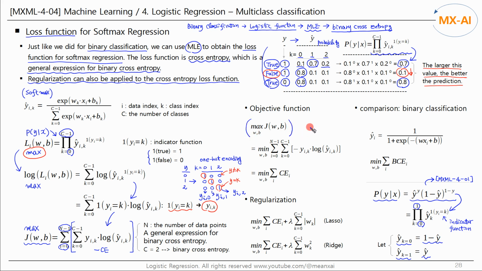The goal is to find W and B that maximize the negative loss function J. By changing the sign of J, we can change this part to minimize it. Then this part becomes cross-entropy. Therefore, the final objective function can be written as follows. In summary, the objective function for multi-class classification is to minimize the cross-entropy. Here y hat is softmax. In comparison, binary classification uses a logistic function to minimize the binary cross-entropy. And in multiclass classification as well, the regularization term can be added as follows.